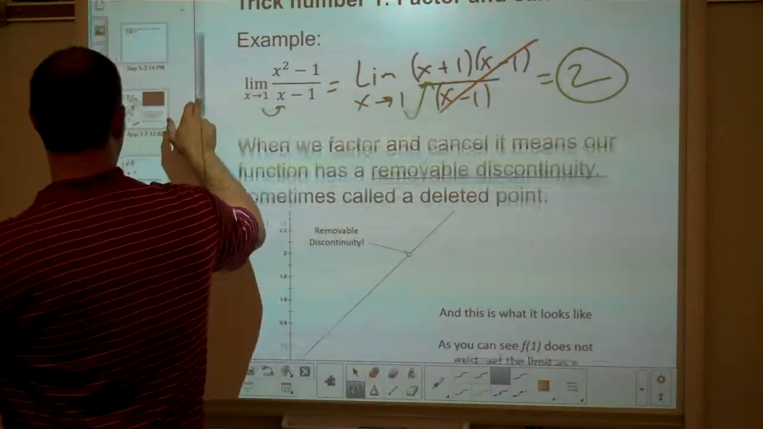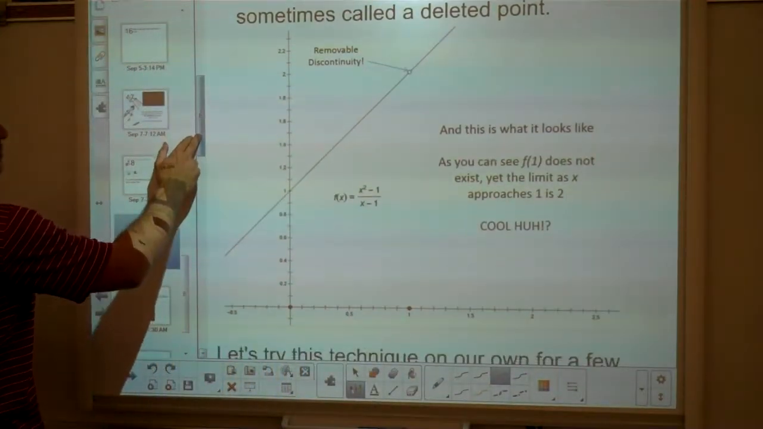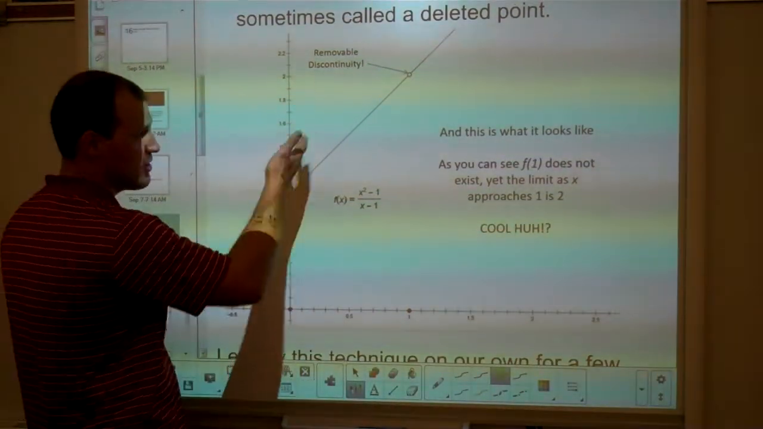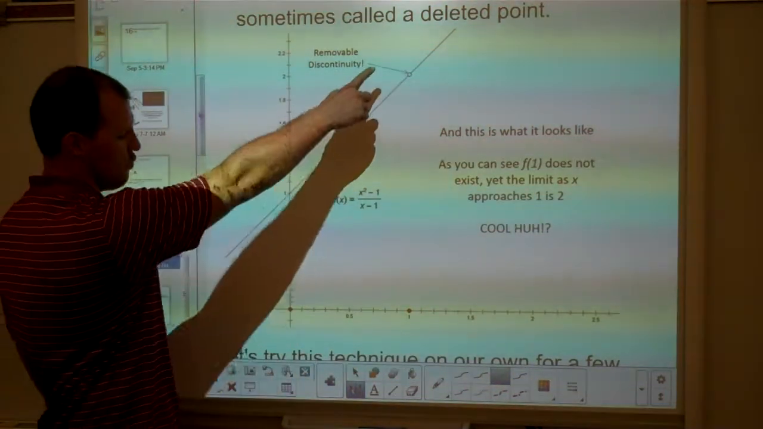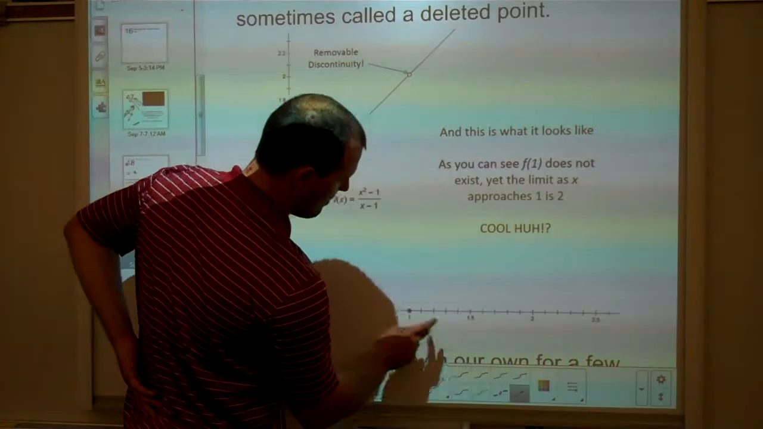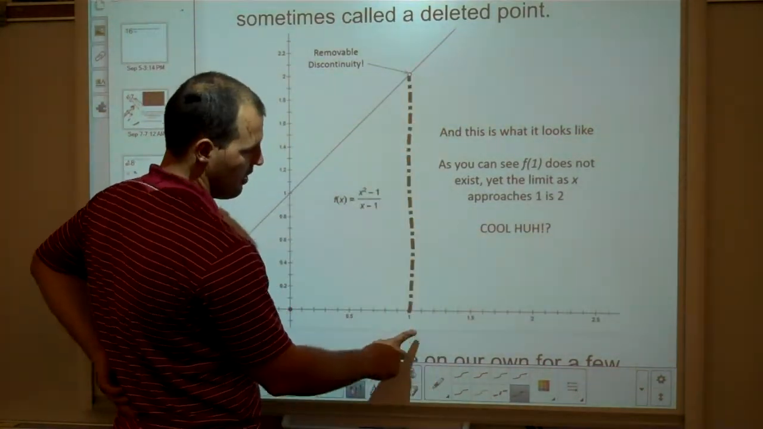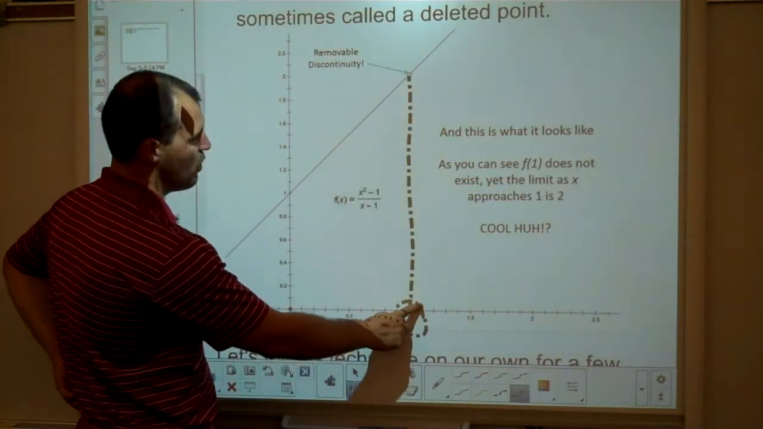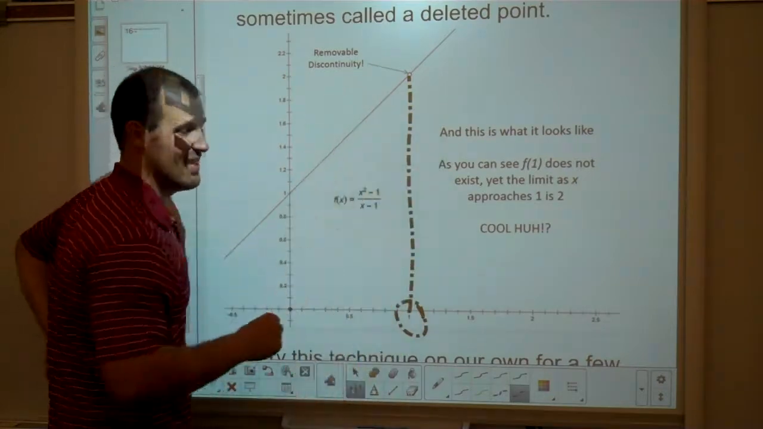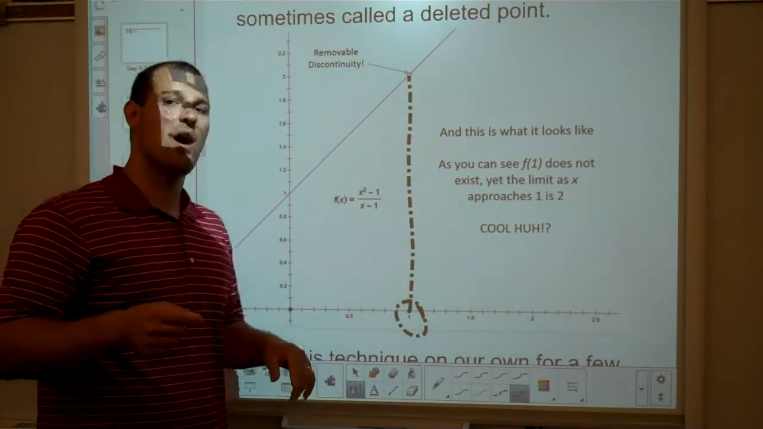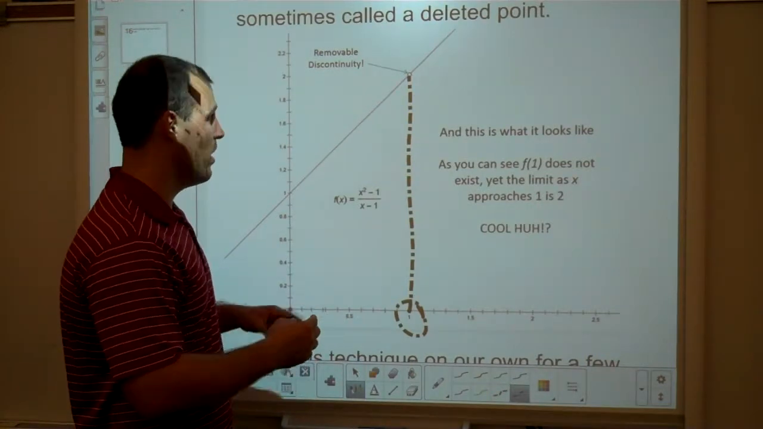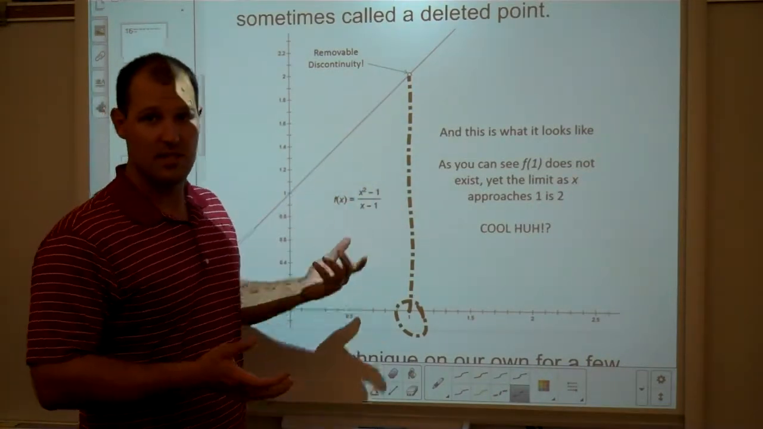Here's what it looks like visually. We call this oftentimes a deleted point. And so here it is. It actually looks like a linear function because essentially it is. It just has this one point right here, and if you trace up from this value to there, you'll see that at an x value of 1, it's missing a single point, and only 1 point. So that's why we weren't able to plug in 1 in the beginning, because the function isn't defined for that.